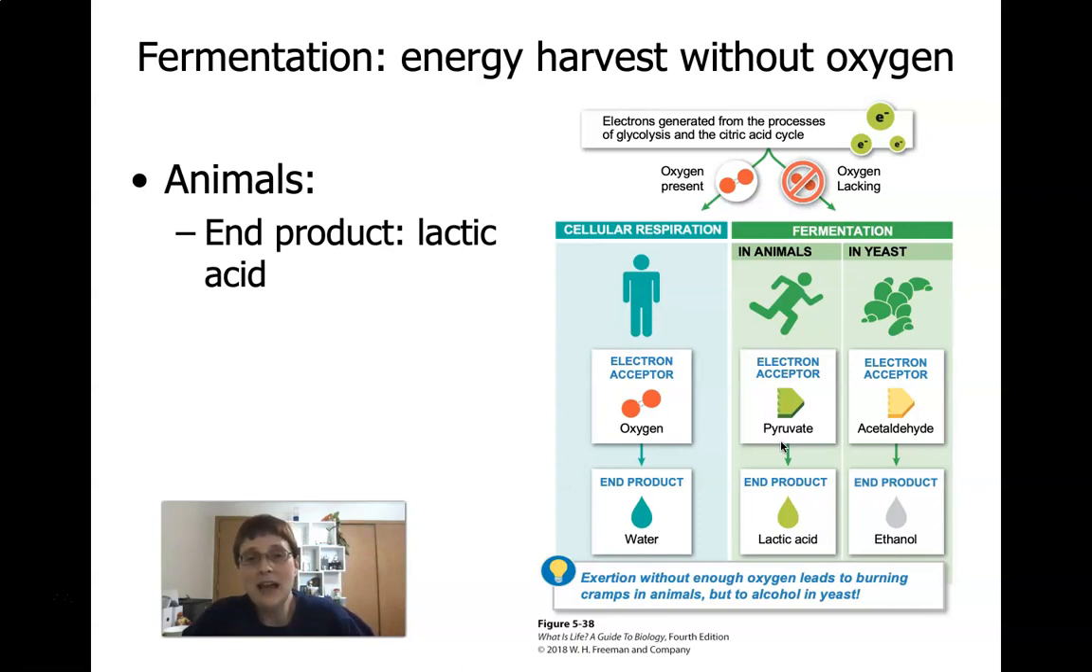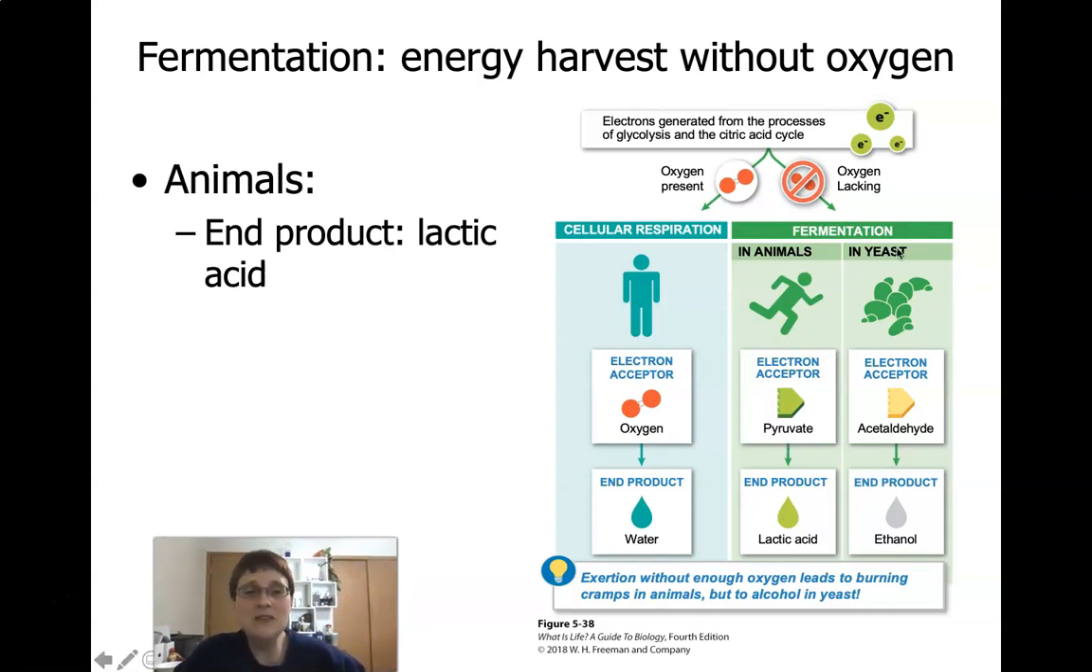Why do we make lactic acid instead of some other product? Lactic acid is less toxic in high concentrations than other molecules that we could make. Because the other option we could do is what happens over here in yeast. And yeast are the organisms that we use to make things like beer, wine, bread, and so on. So when you make bread, if you've ever smelled it, it smells a little bit like beer when you're rising the dough. That's because the yeast are doing fermentation to make the dough rise.